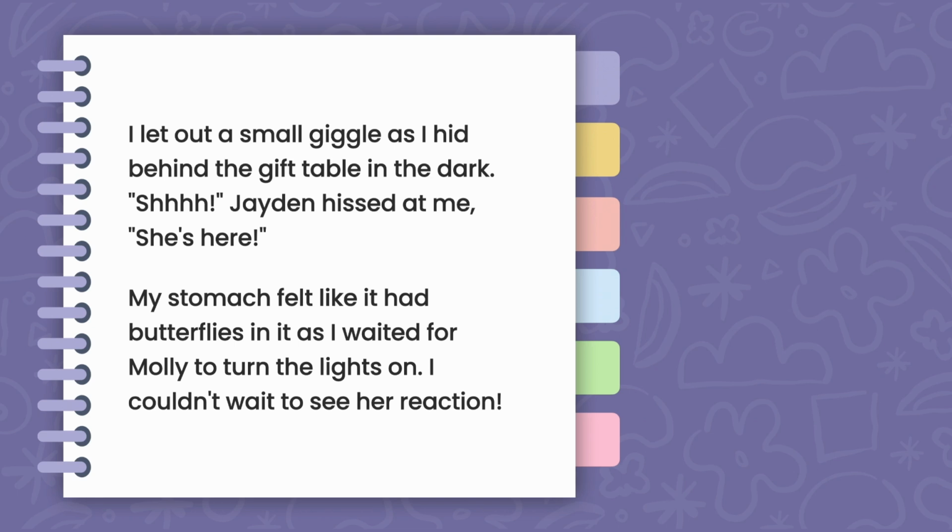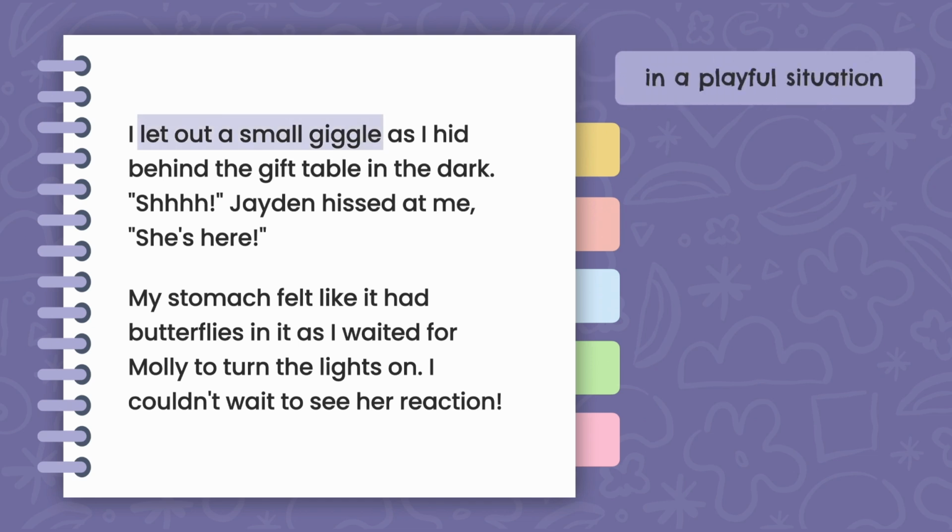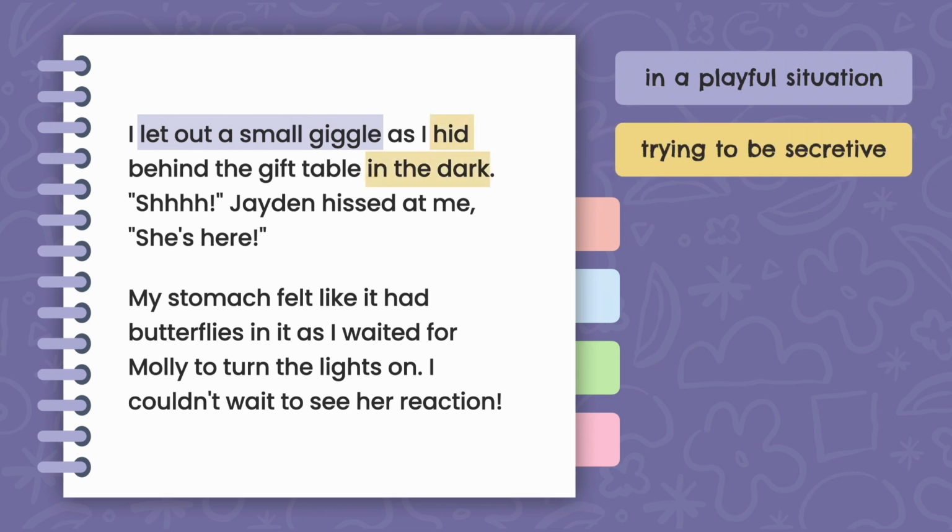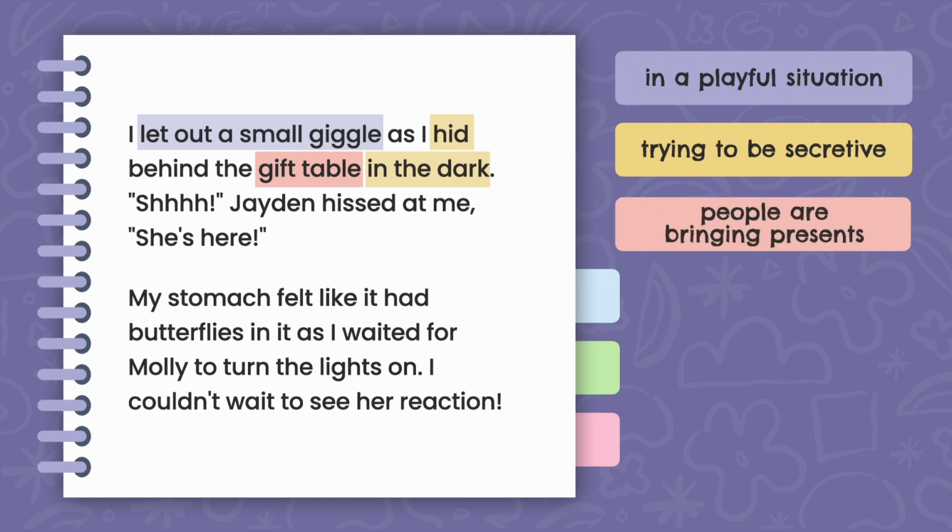Here, the author doesn't directly tell us why the characters are hiding or what they're waiting for, but we can make some inferences to figure out what's going on. First, the narrator lets out a small giggle, which suggests the characters are in a playful situation. And did you notice how the characters are hiding in the dark? That suggests they're trying to be secretive for some reason. And look here. There's a gift table. So that suggests they're at some kind of event where people are bringing presents.